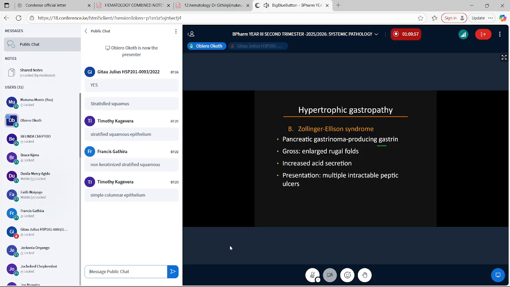So this patient will have increased acid secretion. On top of that, they have enlarged rugal folds. I'll show you the rugal folds. And these patients, because of the increased acid, they'll have intractable peptic ulcers. They'll have multiple peptic ulcers in the stomach and more so in the duodenum. This is Zollinger-Ellison syndrome because of autonomous production of gastrin.